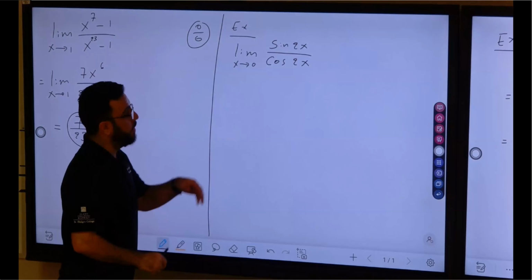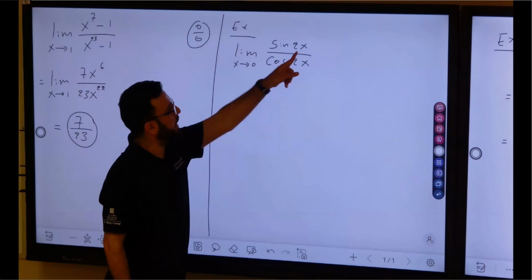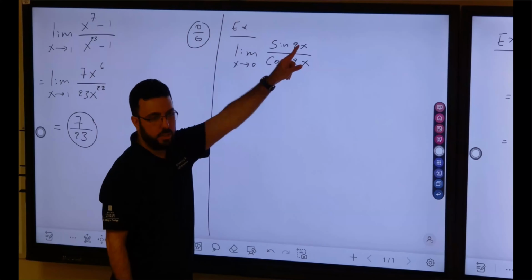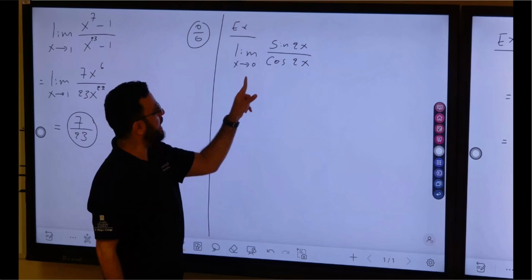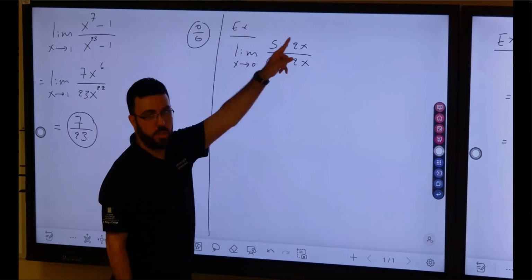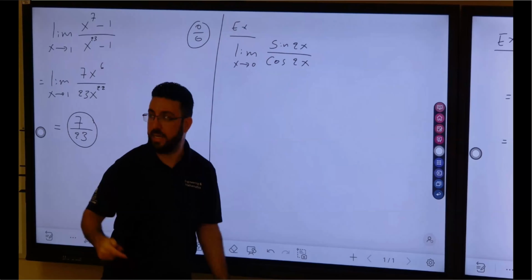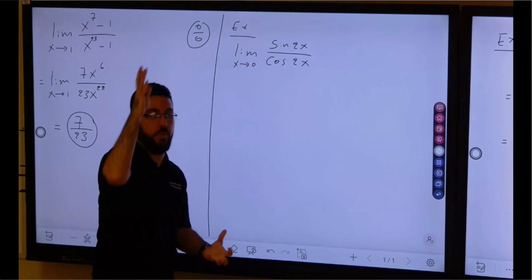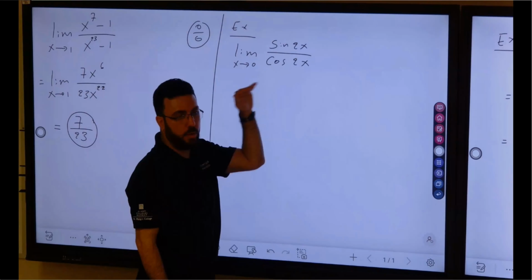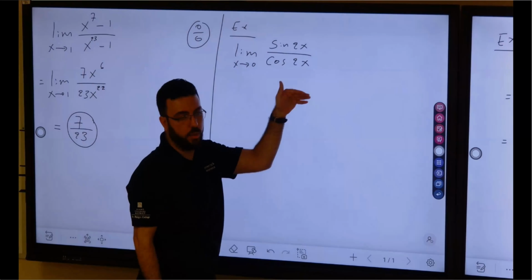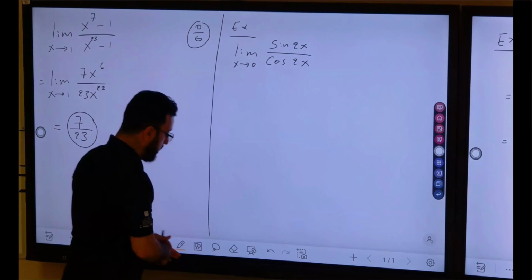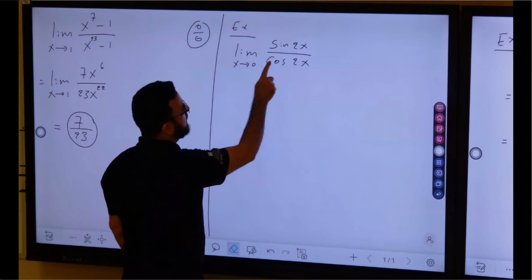Because if I plug in 0 here, it's going to be sine 0, which is 0. If I plug in 0 here it is 1. 0 divided by 1 is 0. That means I can't use the rule. I have to get 0 over 0, 0 from the top and 0 from the bottom. Okay, so I can use the rule. That's why I'm saying there's something wrong with this one. It's sine over sine.